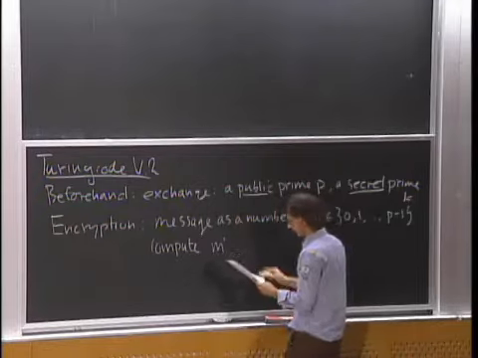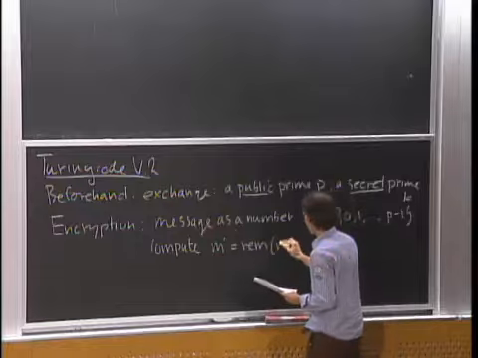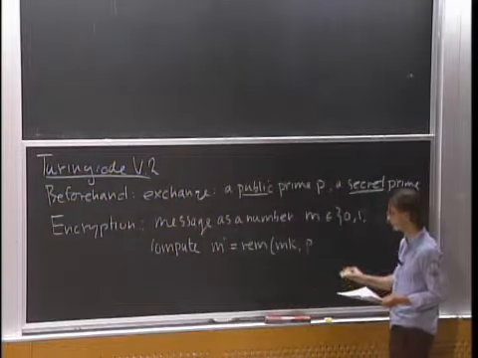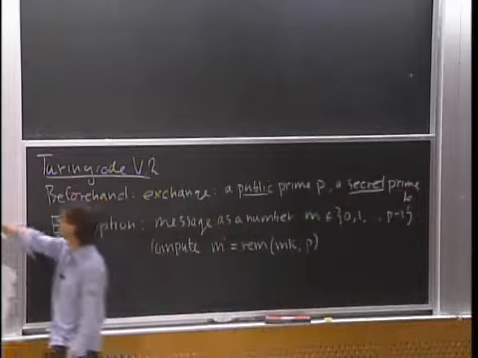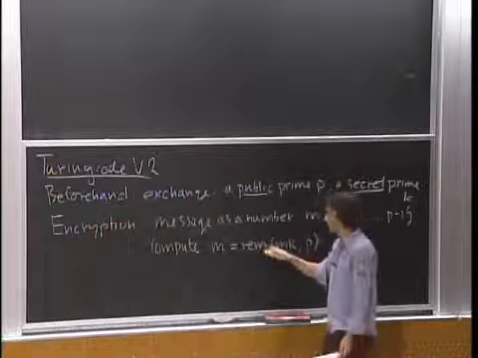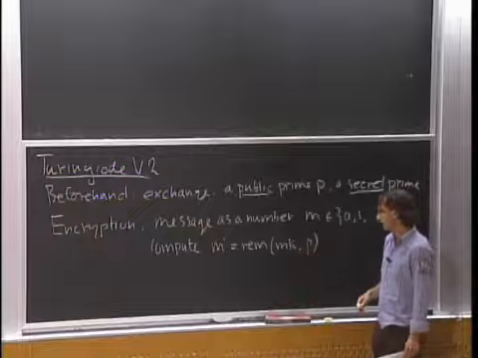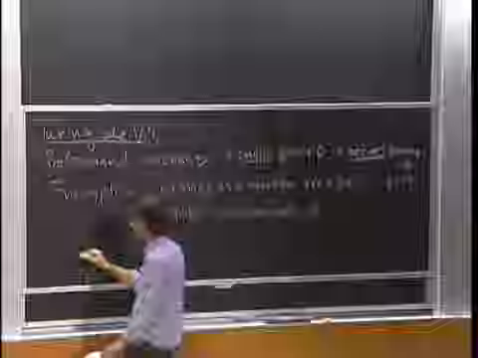M is going to be the remainder of m times k after dividing out as many multiples of p as possible. So notice we do kind of the same thing. We just multiply by k, but now we just take the remainder after taking out as many multiples of p. Well, let's see whether we can do the decryption.